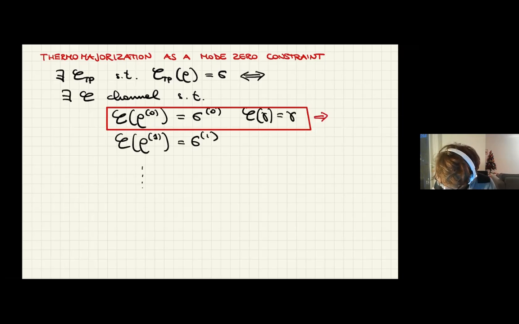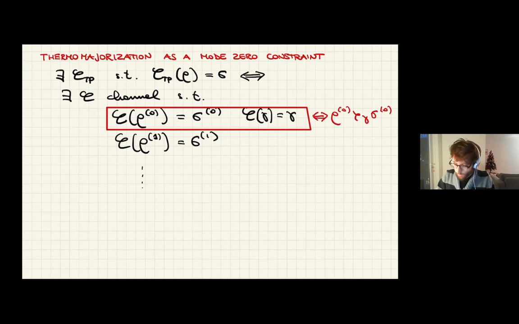This is the problem that is solved by the thermomajorization constraint, where now I'm using a slight abuse of notation, but rho of 0 is a matrix with only the diagonal, but what I mean is the probability distribution in the diagonal thermomajorizes the probability distribution in the diagonal, because rho of 0 is just a matrix with 0 everywhere apart from the diagonal. So the mode 0 constraint is thermomajorization.